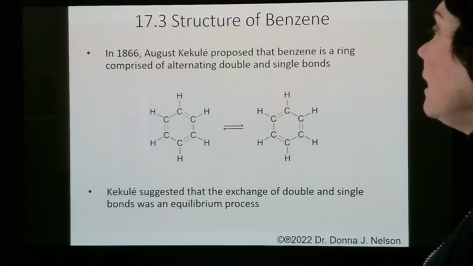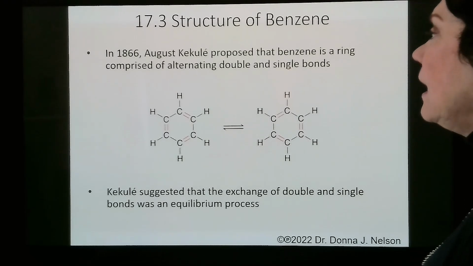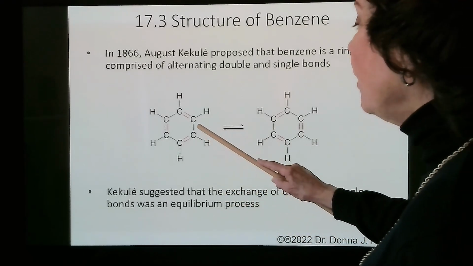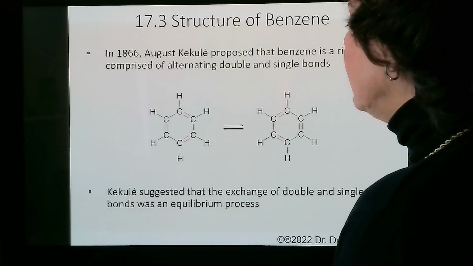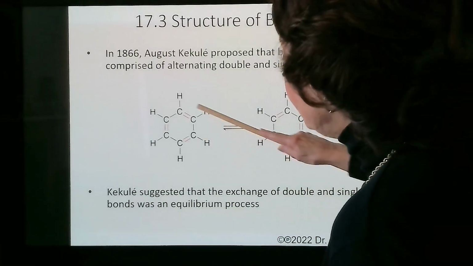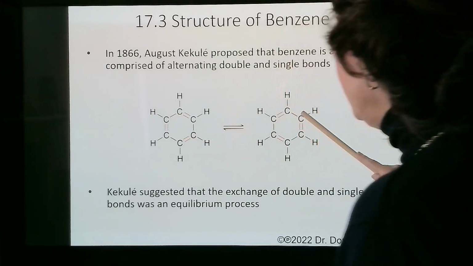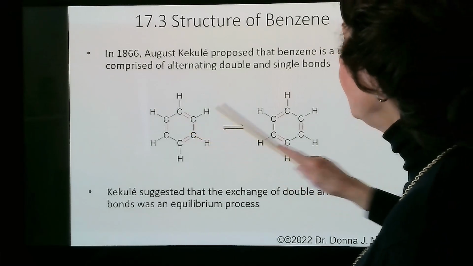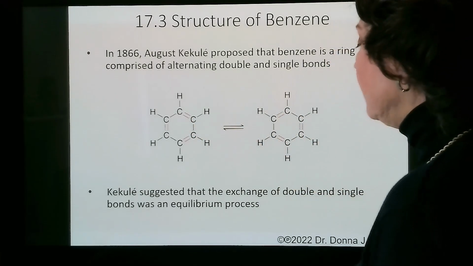So Kekule was the first to propose that a benzene ring is composed of alternating double and single bonds. And you can see here, you can see the double bond, single bond, double bond, single bond, double bond. And over here, you can see that the double bonds have moved so that they are in different positions.